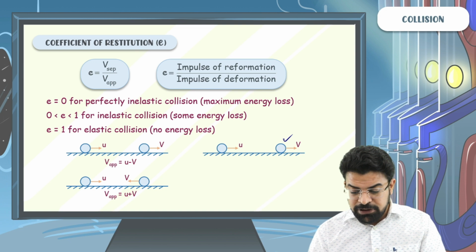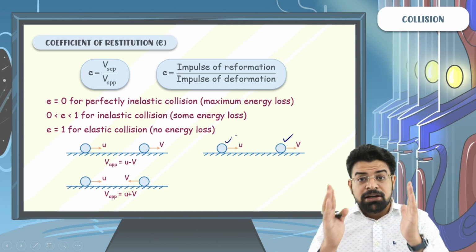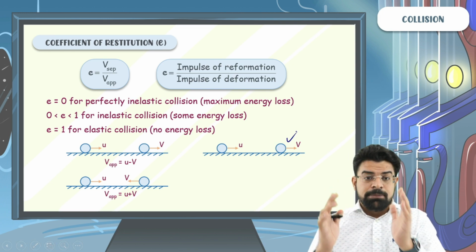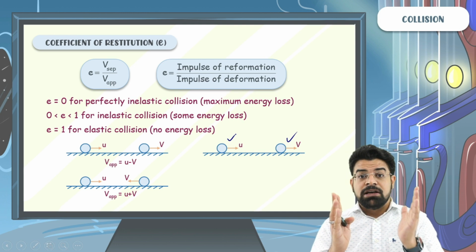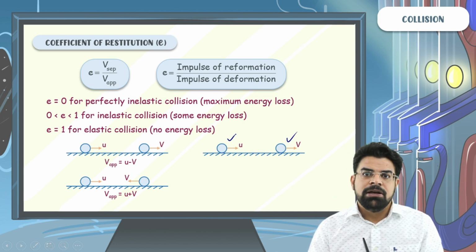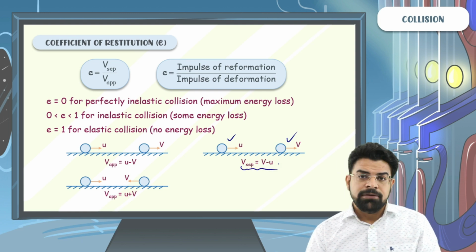The velocity v is trying to increase the separation. The velocity u is trying to decrease the separation. If the velocity v tries to increase the separation while velocity u tries to decrease the separation, the velocity of separation will be plus v minus u. So velocity of separation, bachcho, here will be v minus u.